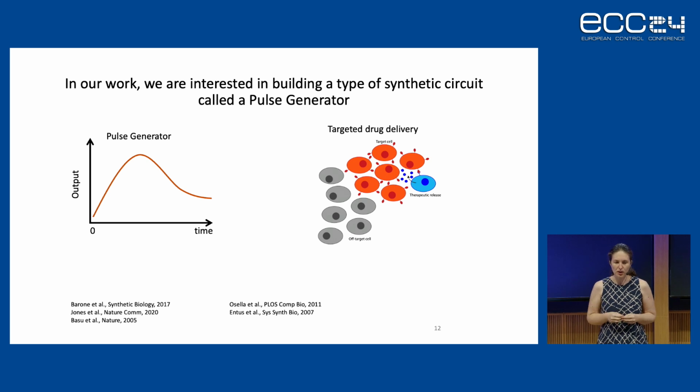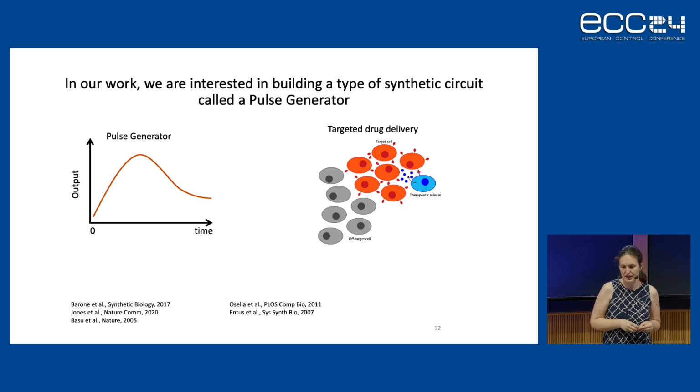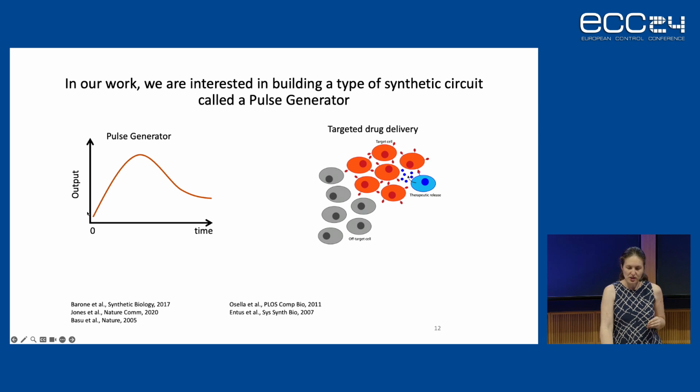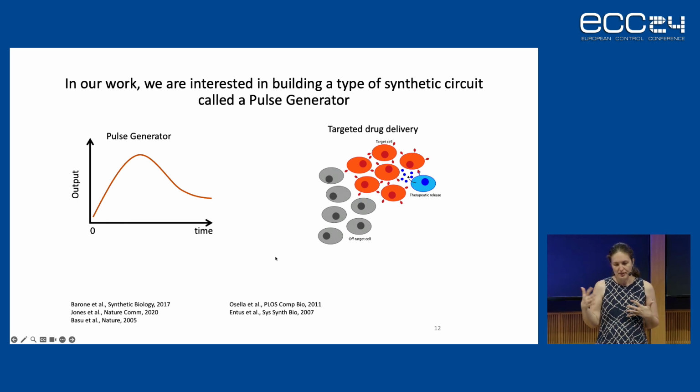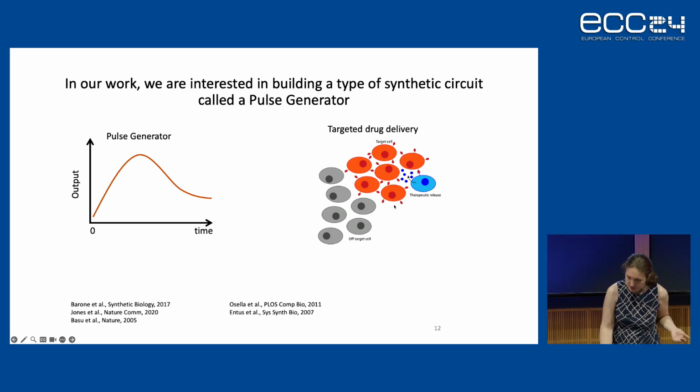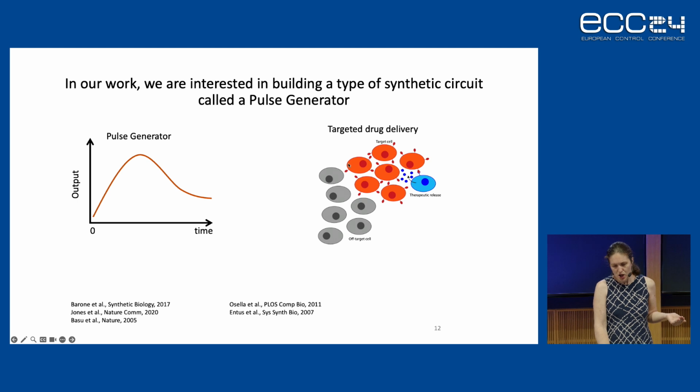The circuit that we are starting off with is a common type of synthetic circuit. We'll call it a pulse generator. Some of you may know it by the name of incoherent feed-forward loop. So the way a pulse generator works is that it makes a pulse of gene expression over time. And the motivation why we wanted to build this was because we were trying to do some targeted drug delivery inside mammalian cells. So that means that the drug would only be delivered to these cells in this area, and then as you go further out, the pulse would decay, and the rest of the cells would be off target.